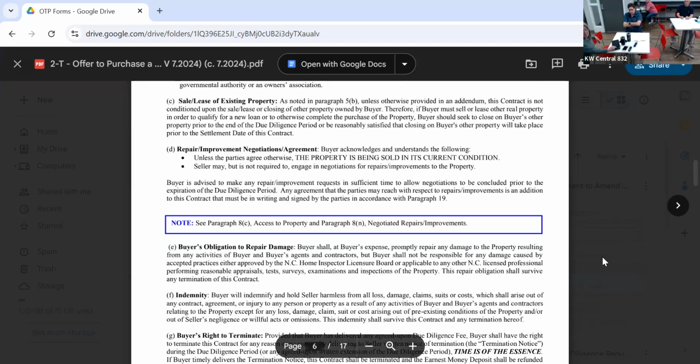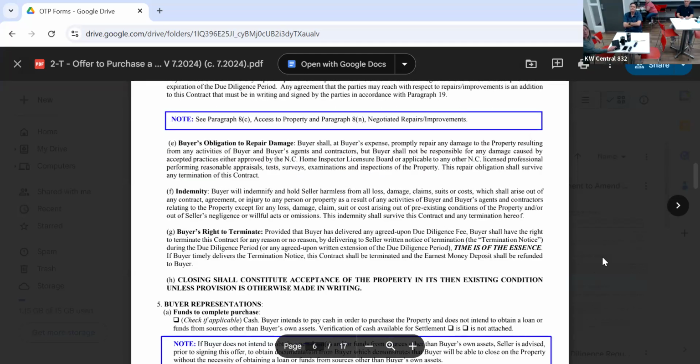E just talks about the buyer's obligation to repair any damage. So during their inspections, any damage that may be caused from an inspector that they hired, the buyer is responsible for repairing any of that damage. For example, the home inspector is in the attic and falls through the ceiling of the room underneath it. The buyer has to fix that.